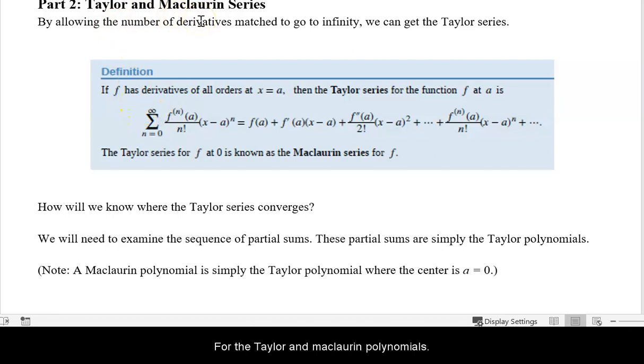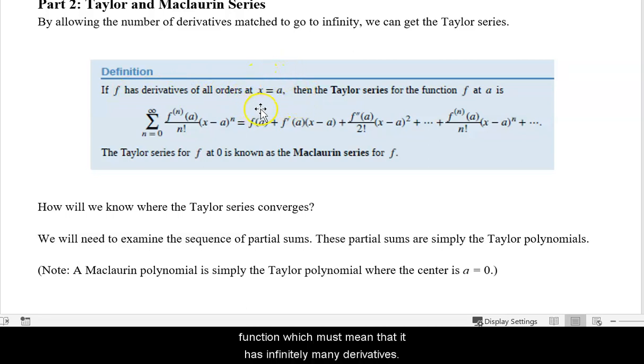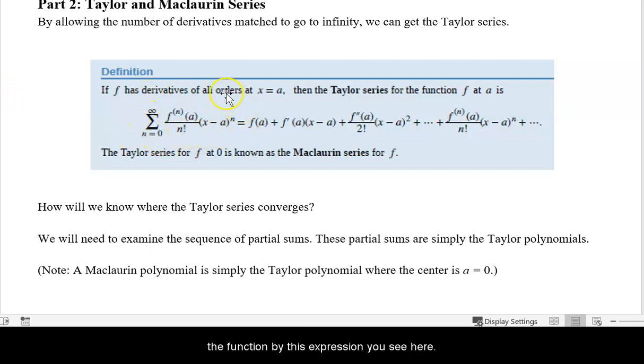When you allow the number of derivatives matched on the polynomial to go to infinity, you end up with what's called a Taylor series. If you center that series at 0, then we'll call it, of course, a Maclaurin series. This implies that you must be able to take the derivative of all orders at that value where you're centering that particular function, which must mean that it has infinitely many derivatives. If that's the case, then we can define the Taylor series for the function by this expression you see here.